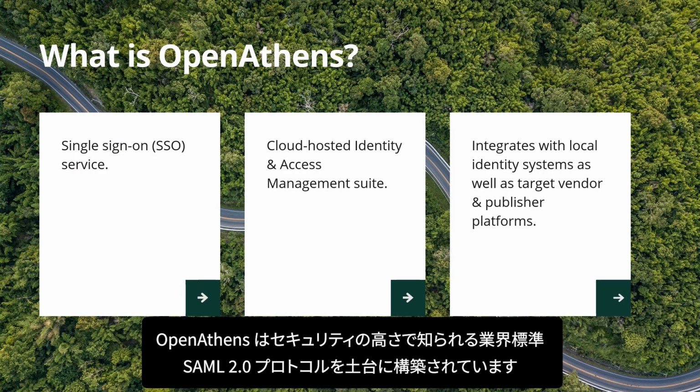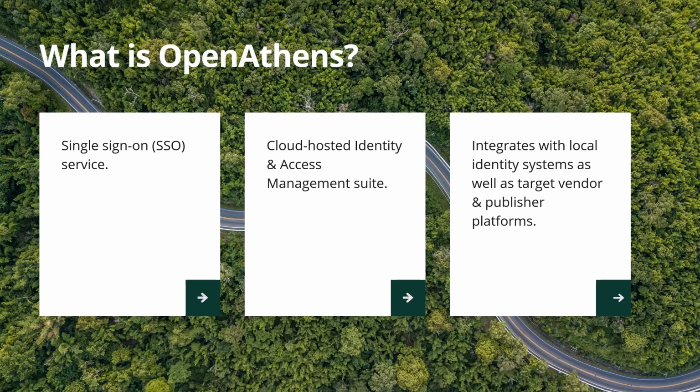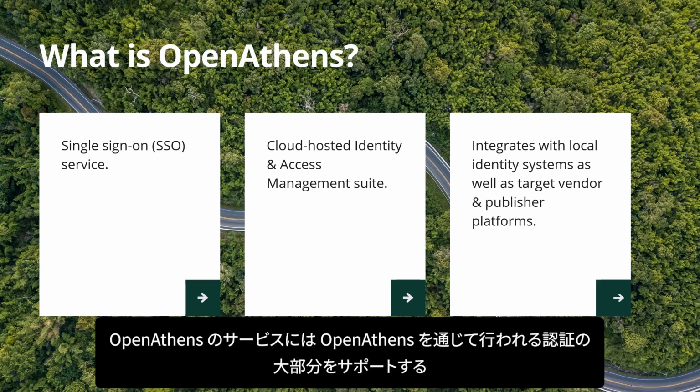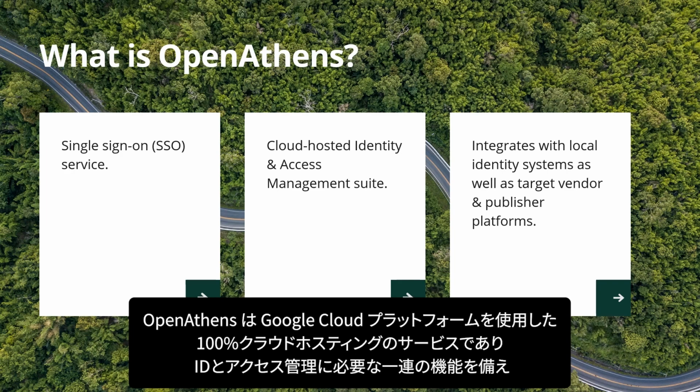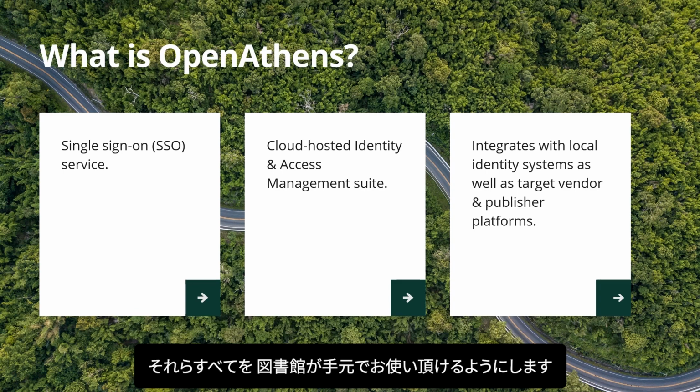OpenAthens is built upon the SAML 2.0 protocol, which is an industry standard that's known in part for its security. OpenAthens service includes a trusted federated single sign-on framework, which is going to support most of the authentication that's done through the OpenAthens service. OpenAthens is 100% cloud hosted using the Google Cloud Platform and offers a suite of identity and access management capabilities, putting all of that functionality at the library's fingertips.